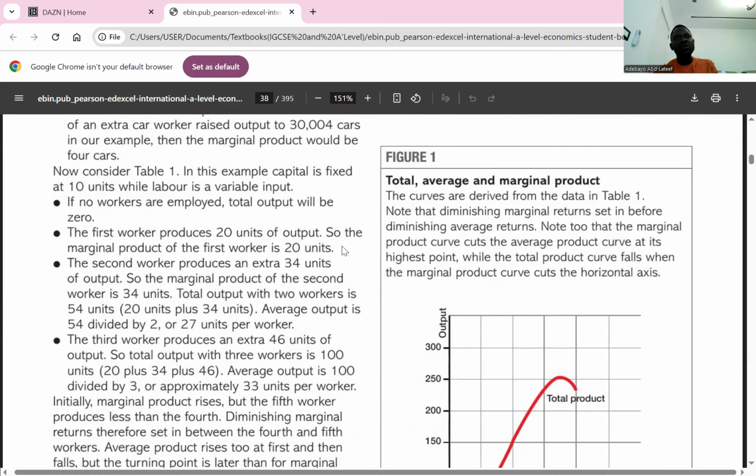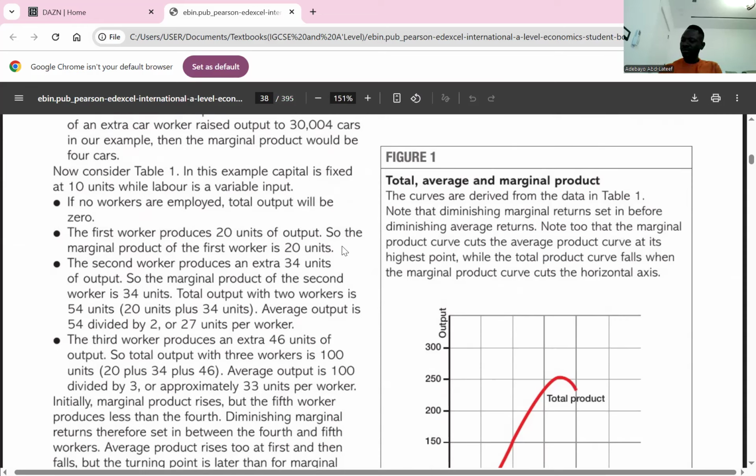So when we talk about the law of diminishing returns, at the initial stage, your total product, your average product, and your marginal product will start increasing until the optimum level. And after the optimum level, the three of them will start what? Falling. I think it's clear.